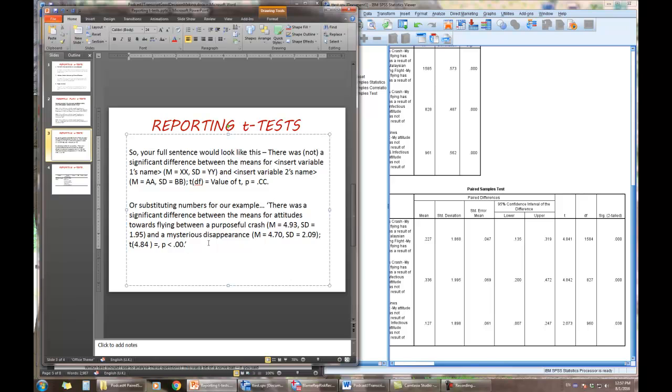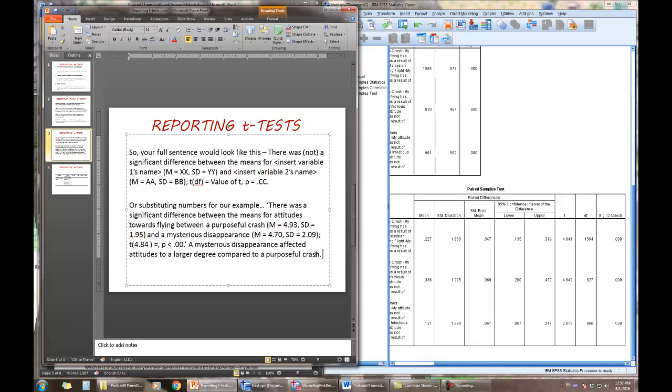You can add in another sentence that would be something like: a purposeful crash affected attitudes to a larger degree compared to a purposeful, I have said that backwards, a mysterious disappearance than compared to a purposeful crash.